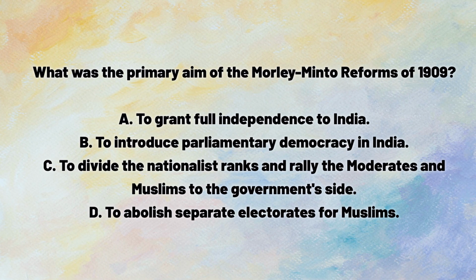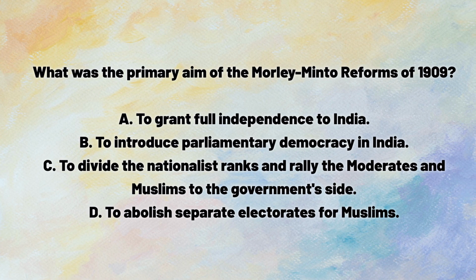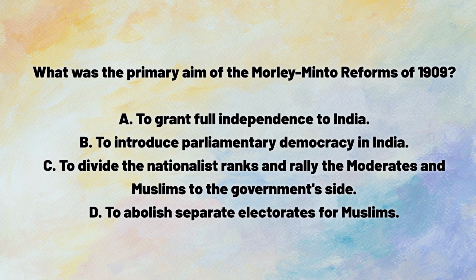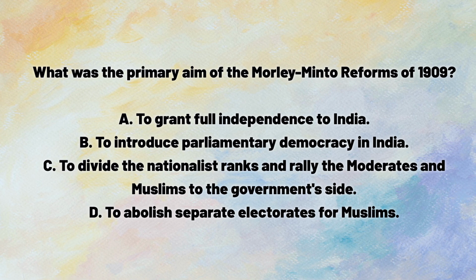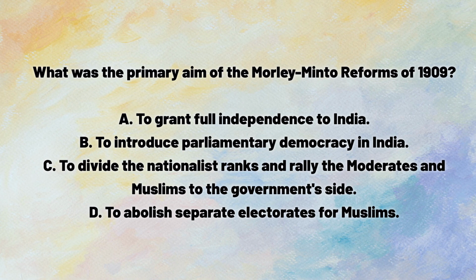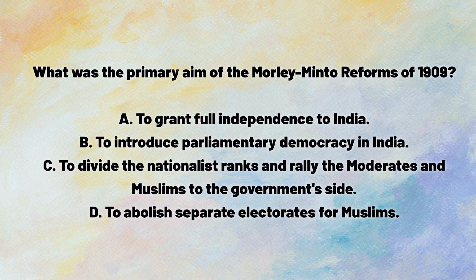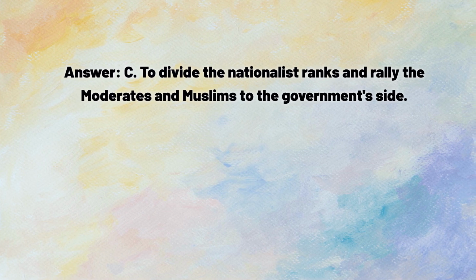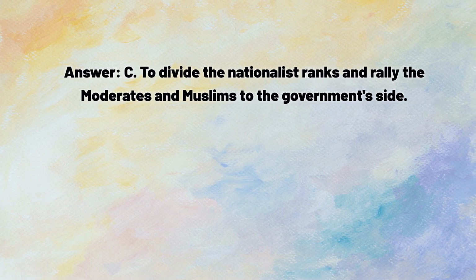A. To grant full independence to India. B. To introduce parliamentary democracy in India. C. To divide the nationalist ranks and rally the moderates and Muslims to the government's side. D. To abolish separate electorates for Muslims. Answer: C. To divide the nationalist ranks and rally the moderates and Muslims to the government's side.